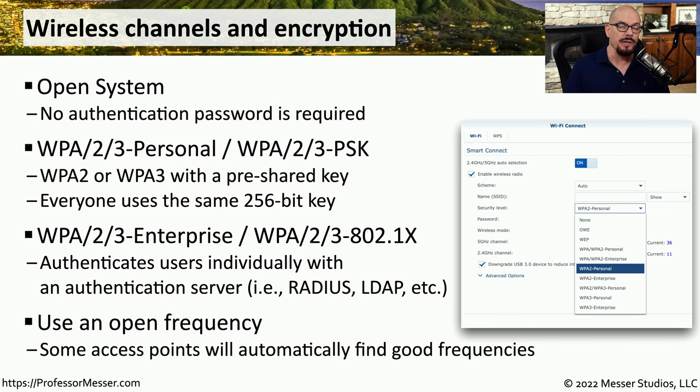If you're in an office building where there are many different organizations, you may find that there's a lot of wireless networks in use. So you may have to find a series of frequencies that are open or available to avoid any interference with those other networks. Some access points have the ability to automatically monitor these frequencies, and they'll find the frequency that has the least amount of traffic and use that one for your network.